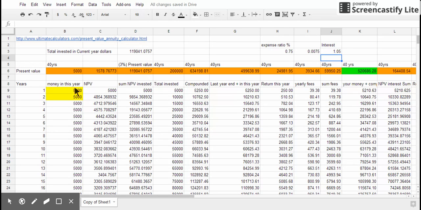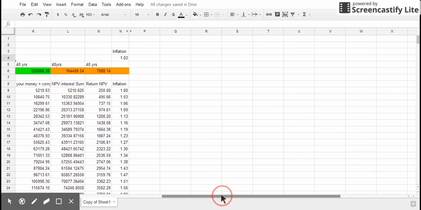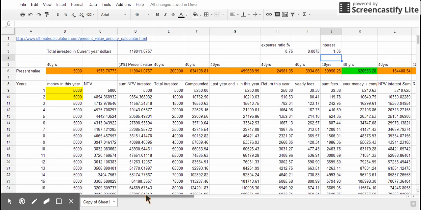Basically, this is how much money you have going into your account each year. And then in the next column, I have the present value of that money. So after 1 year, zooming over here, I have the inflation rate. I just assumed 3% inflation a year. So next year, if I put $5,000 in, that's not worth the same as $5,000 this year.